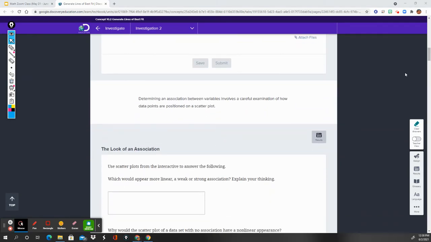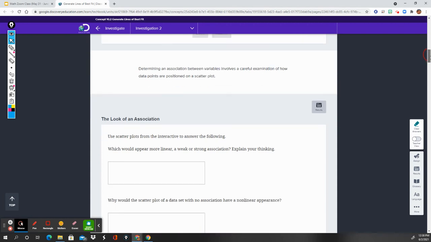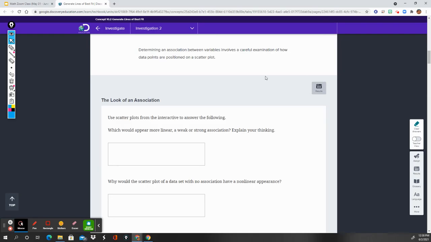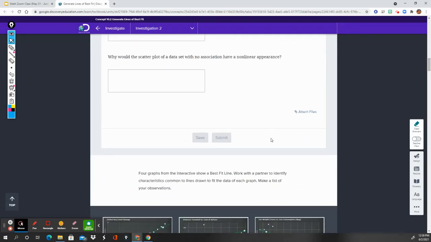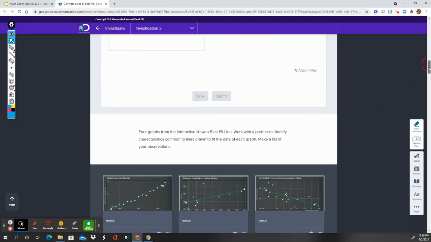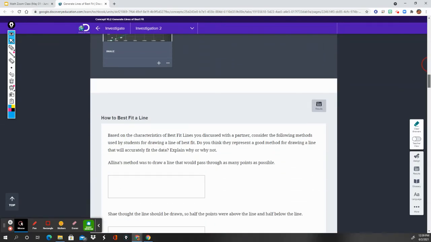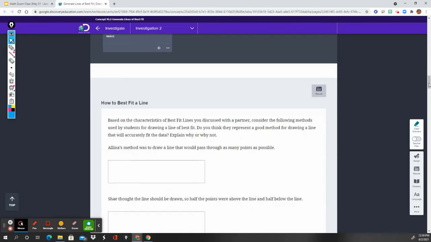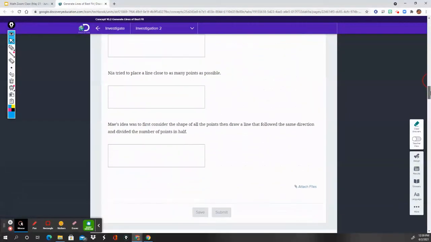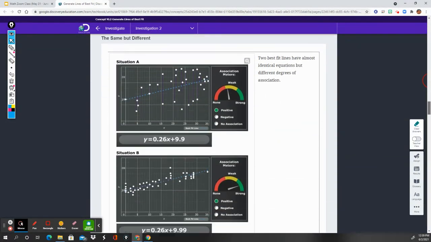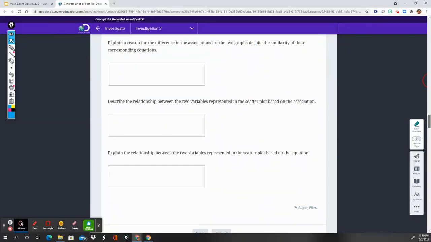Some of these you can skip. So you can look at an association here and answer those questions. And then again, hit submit. And then you can skip how to best fit a line. You can skip that. You can skip the same but different.